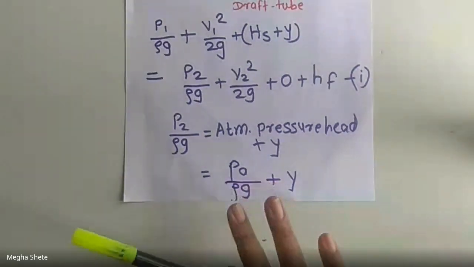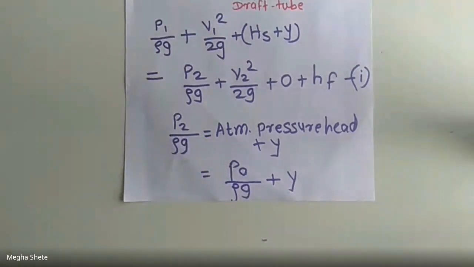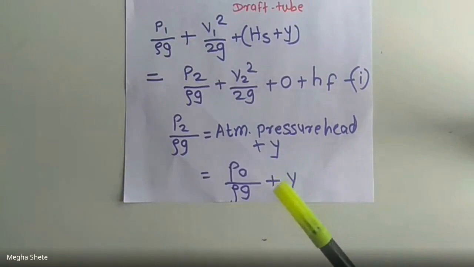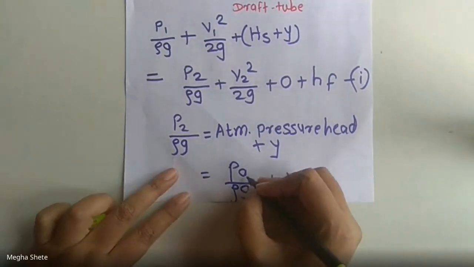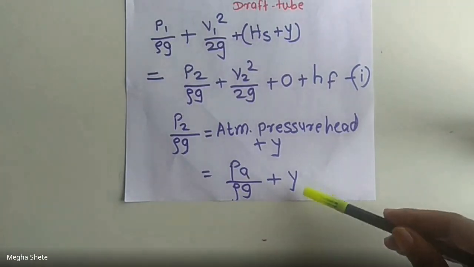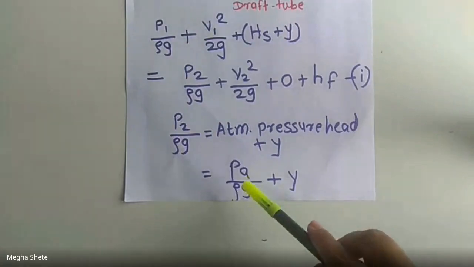Now the pressure head at the outlet, that is P2 by rho g, is equal to the atmospheric pressure head plus Y. Atmospheric pressure head is PA by rho g. So P2 divided by rho g is equal to PA by rho g plus Y.